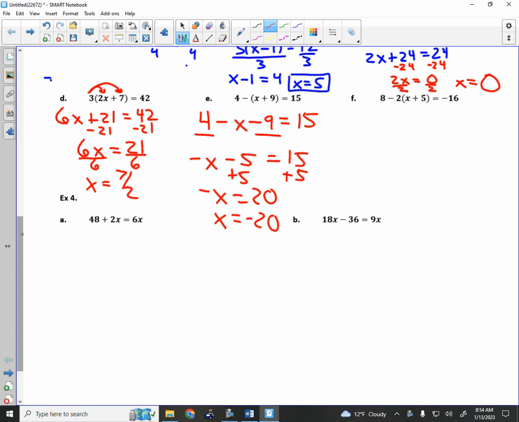What do you want to do for letter F first? 8 minus 2 is 6, right? Yes? No. Nope, can't do that. First you have to distribute the 2. Is the 2 positive or negative? It's negative because of the subtraction sign. So we're going to distribute a -2. So it's 8 minus 2x minus 10. Distribute the negative all the way through.